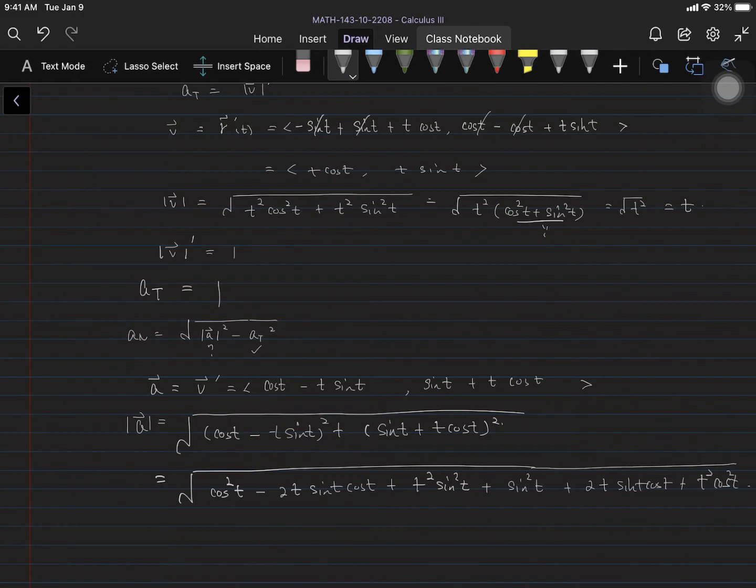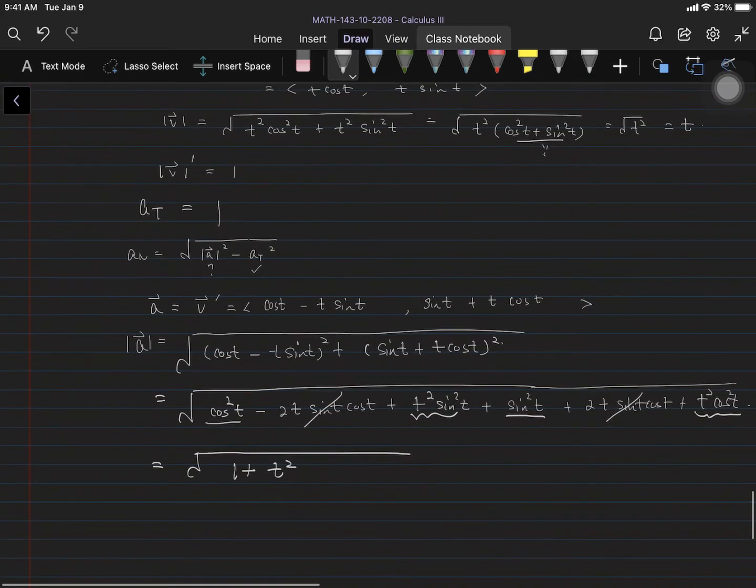Looks long, but here we can cancel the 2t sine t cosine t and the negative 2t sine t cosine t. We cancel them, and we can combine this and this into 1. Is that right? And here we can combine those two into t squared. So it becomes 1 plus t squared. Okay, that is A's length.